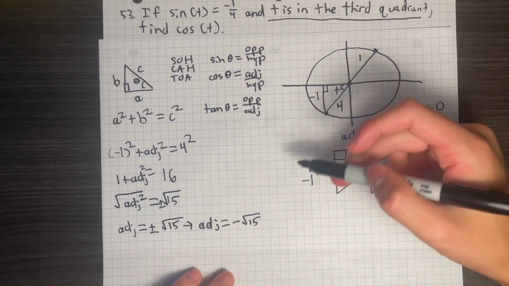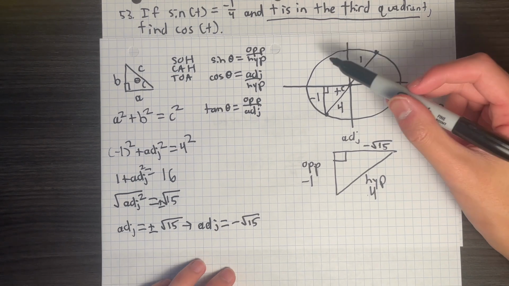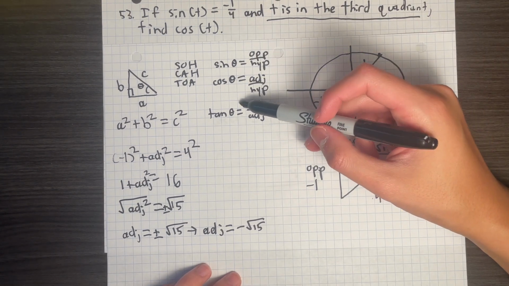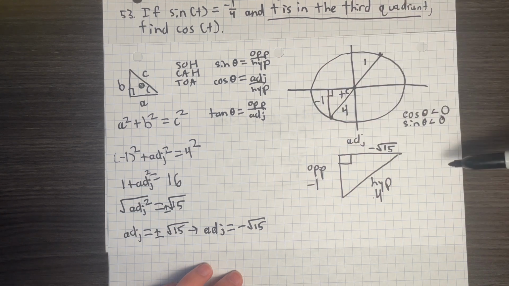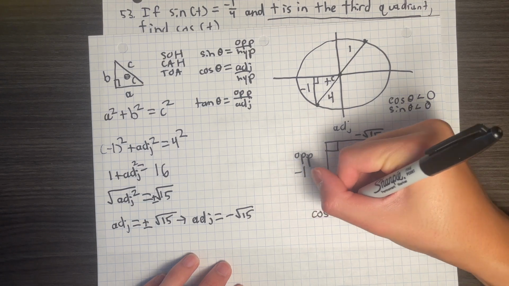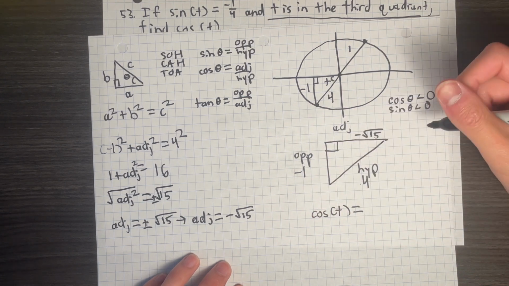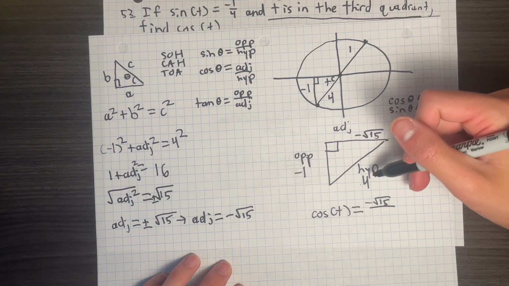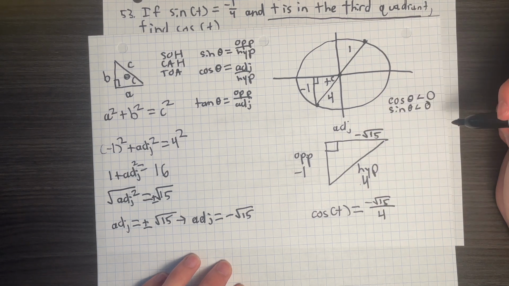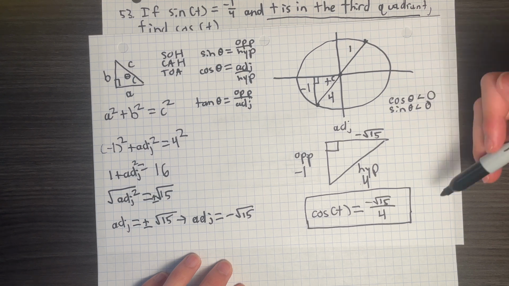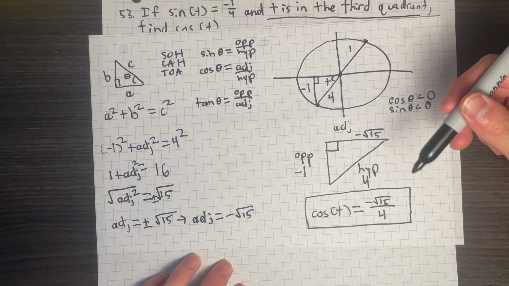So a reminder that negative square root of 15 is not our answer because, again, we're not finding the length of the adjacent side. We are going to find a cosine of angle t. And our cosine of angle t is going to be the length of our adjacent over hypotenuse. Since we solved for the length of our adjacent side and we know the length of our hypotenuse, you can just write it out with the ratio. Our adjacent side, negative square root of 15, over the length of our hypotenuse, which is 4. So in total, the cosine of angle t is equal to negative square root of 15 over 4.